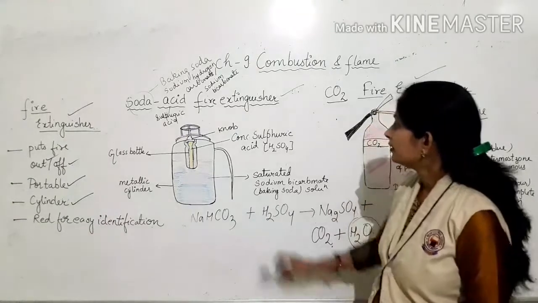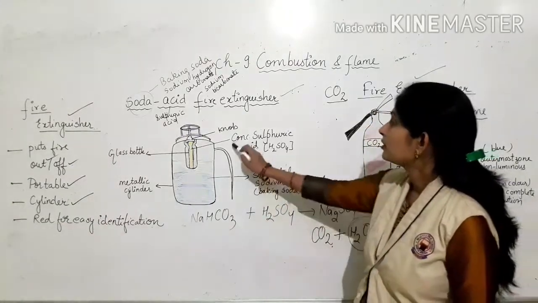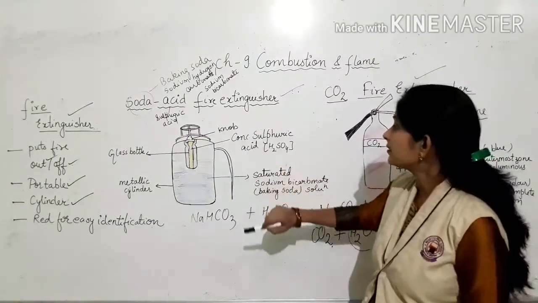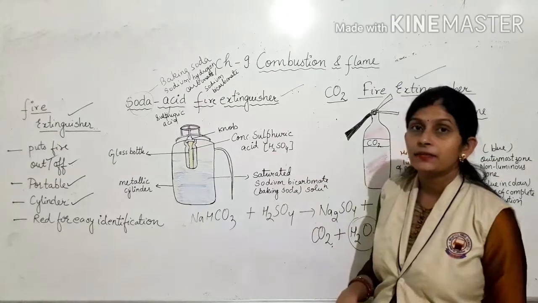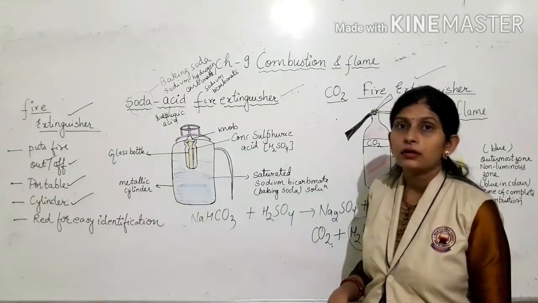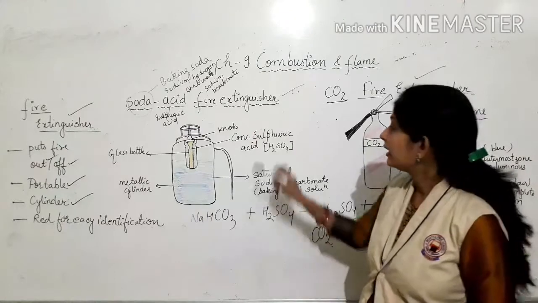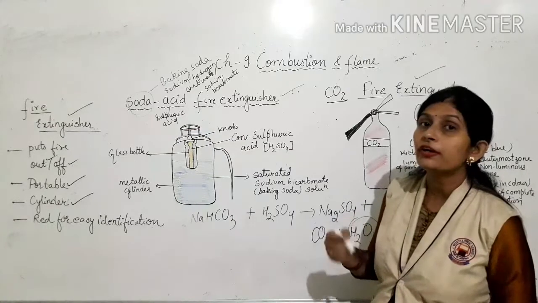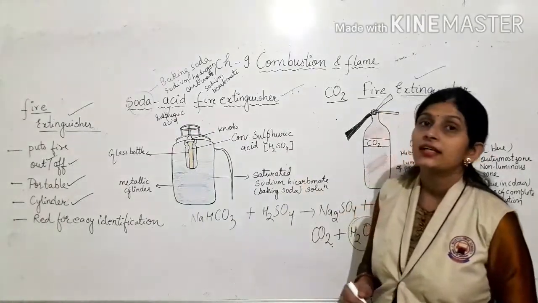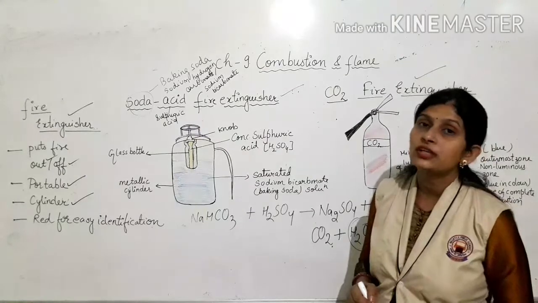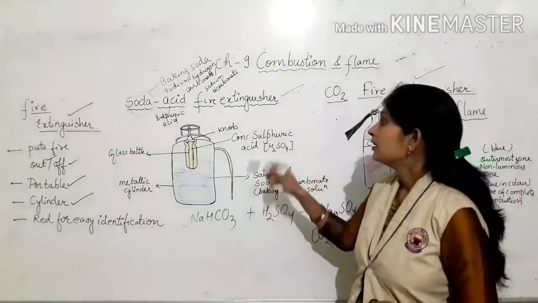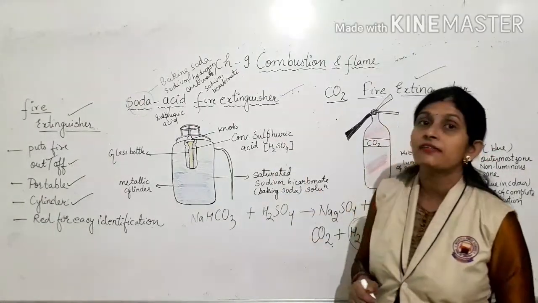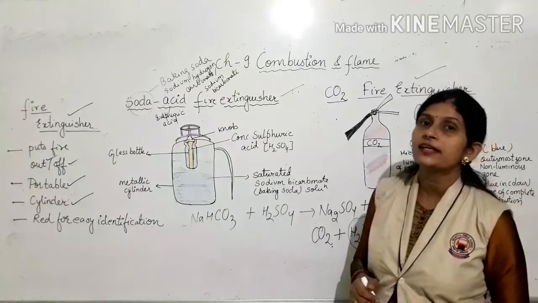You have seen that here we have used a term, concentrated sulfuric acid. What do you mean by concentrated? Concentrated means the quantity of water in the sulfuric acid is less, then it is known as concentrated sulfuric acid. When the quantity of water is more in sulfuric acid, then it is called dilute sulfuric acid. But here in this soda acid fire extinguisher, we use concentrated sulfuric acid in which the quantity or content of water is less.